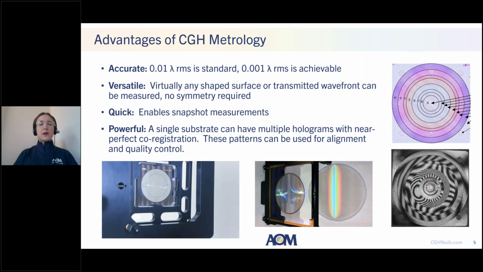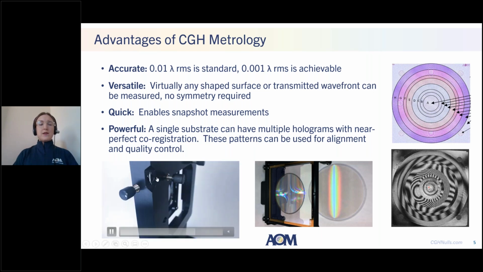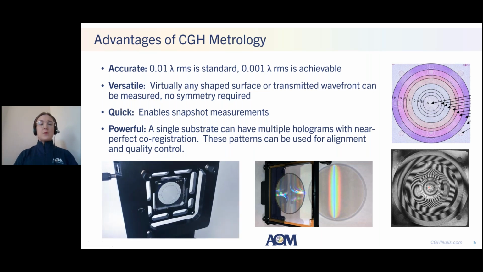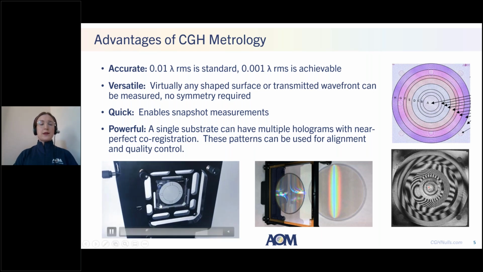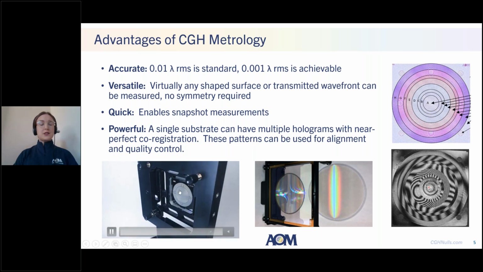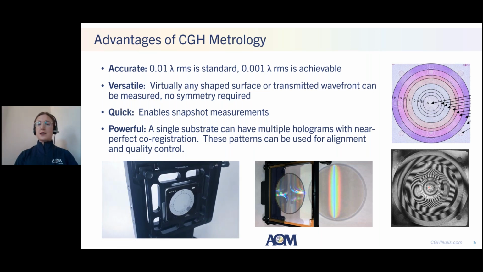And so what we want to do is take advantage of that capability to not only provide the null wavefront that reflects off of your test optic, but also to incorporate some alignment patterns to ensure alignment of the CGH to the interferometer and of your test optic to the CGH.